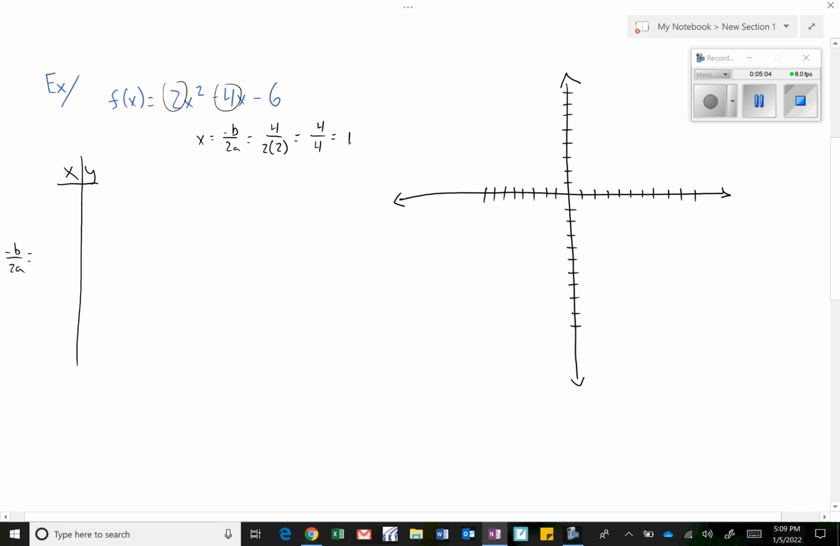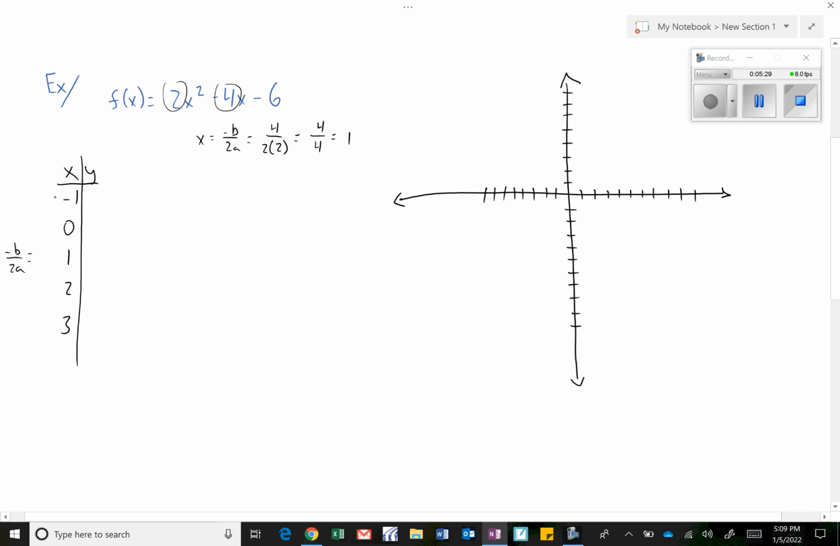And so that number 1 right there is going to be my middle value right here in my xy table. So from here, I can go a couple numbers above that. I'll go to 0 and -1. And then I'll go a couple numbers below that as well. I'll go 2 and 3.